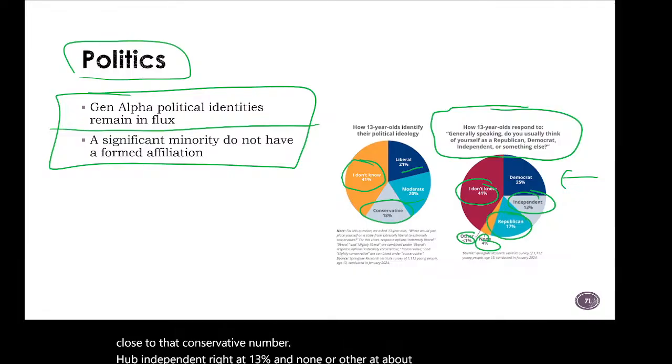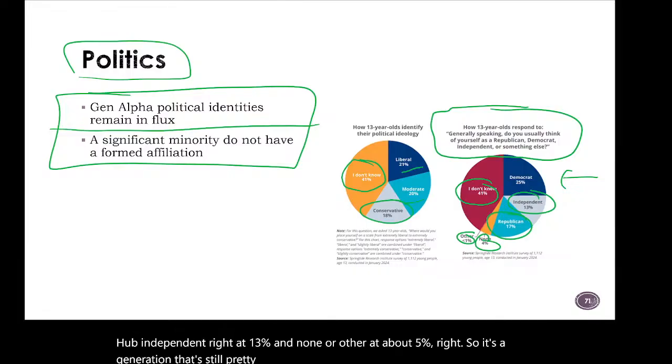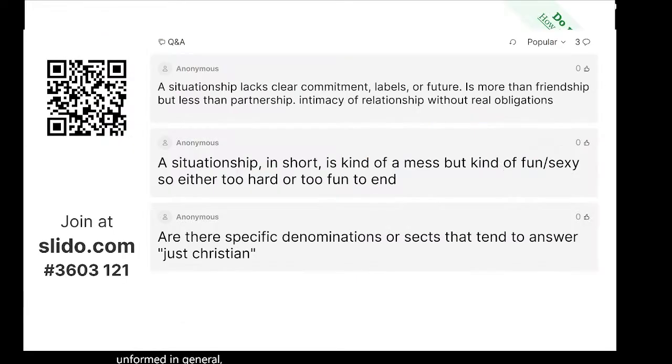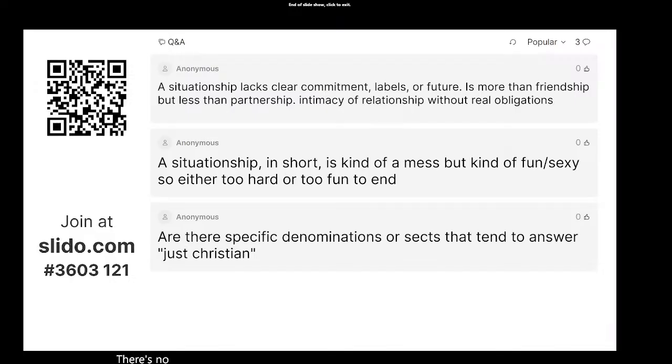So it's a generation that's still pretty unformed. You definitely see the beginnings of political identities taking shape in these parts of the graphs, but still pretty unformed in general.